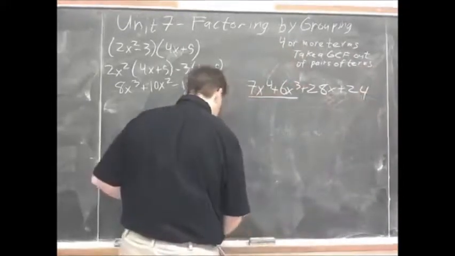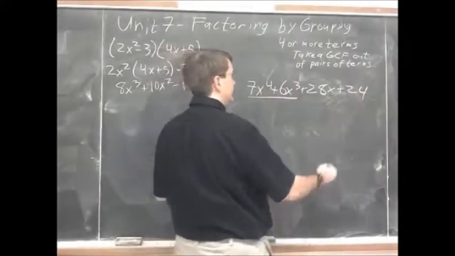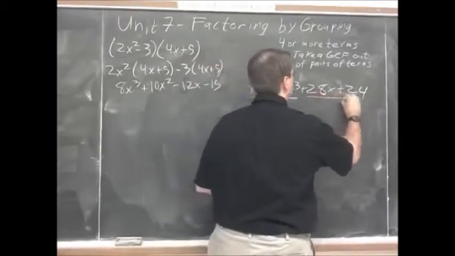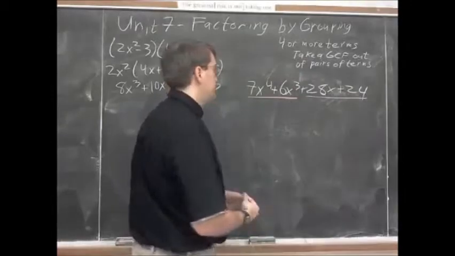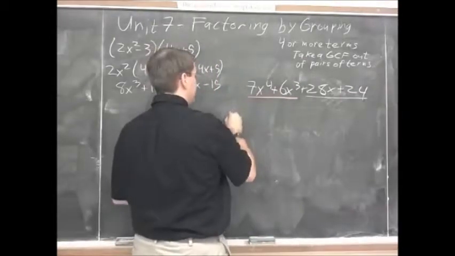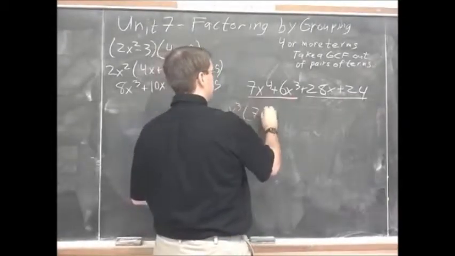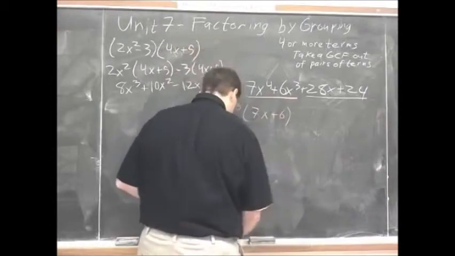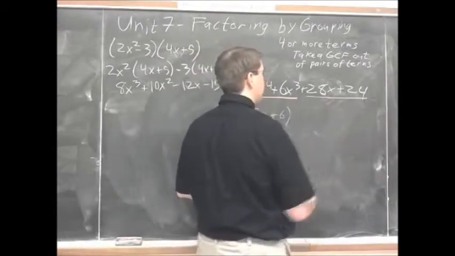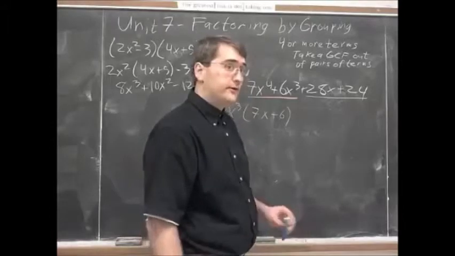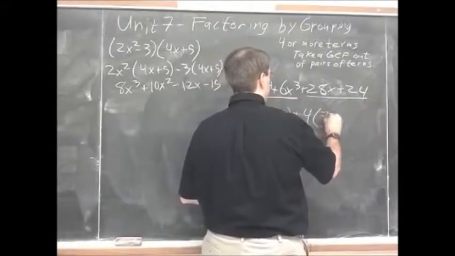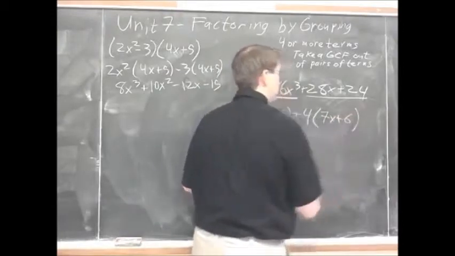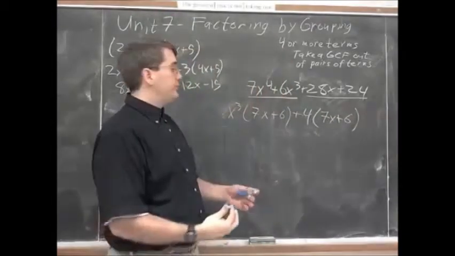So we pair up the 7x to the 4 plus 6x to the third. And we pair up the 28x plus 24, and we look for a GCF in those individually. So I can take an x to the third out of them. I have 7x plus 6 left. And then 28x plus 24, maybe you've already noticed, but we can take a 4 out of them, and we're left with 7x plus 6. Great. This is kind of what we were looking for.